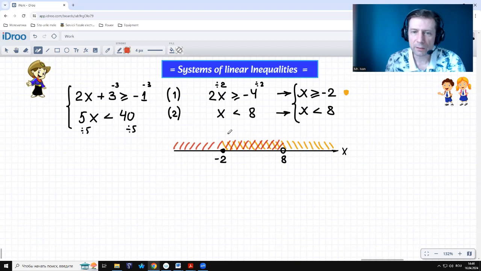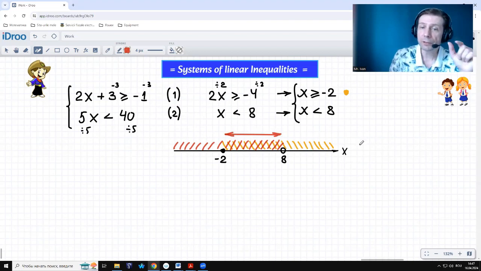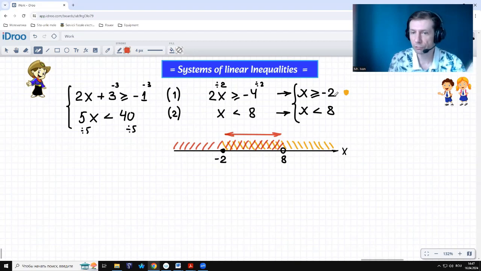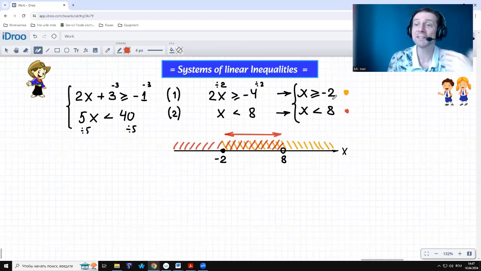Shading things. And yeah, we just got this inequality, this interval, in which we have numbers that are suitable to both inequalities. Like 0 is greater than -2, less than 8. So basically, 0 fits. If you take -1, it also fits. If you take 5, greater than -2, yeah. Less than 8, sure. 7, less than 8, sure.